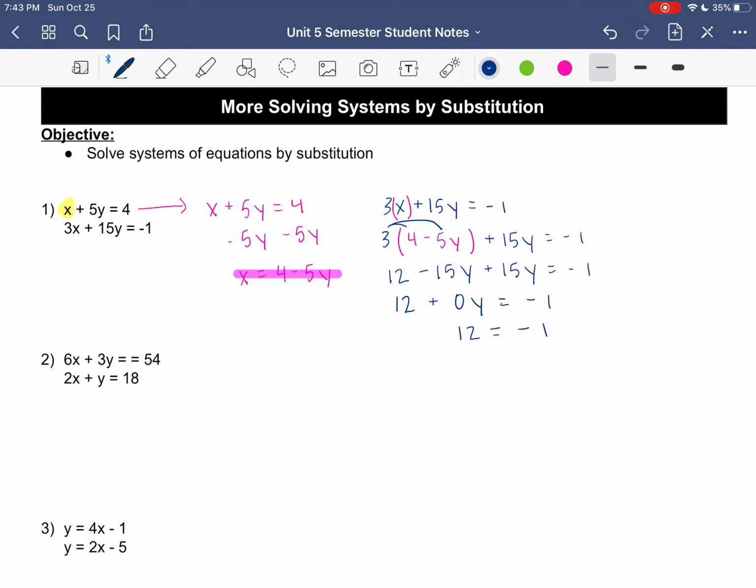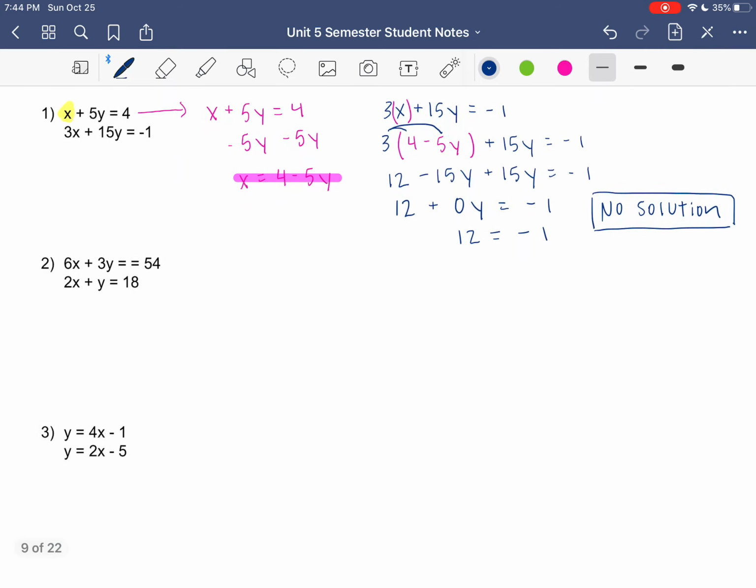So now think back to when we solved equations. When we got something like this that doesn't make sense, we know 12 is not equal to negative 1, we say no solution. We can actually stop when that happens because there's not going to be an ordered pair at all that makes those lines intersect. And so what we actually know, if there's no solution, that means the lines never touch. These lines are parallel lines, is why that's happening.